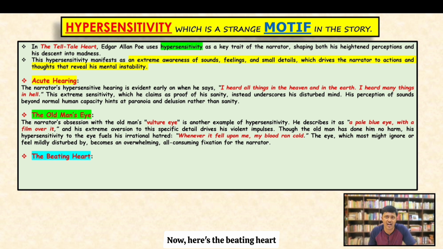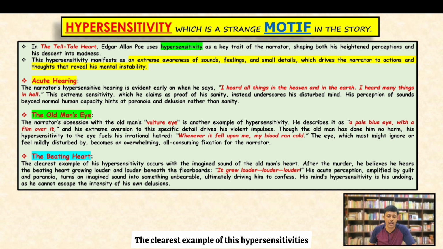Now, here is the beating heart. And what is the beating heart? The clearest example of this hypersensitivity is that he hears the beating of the old man's heart coming from under the floorboard. It grew louder and louder and louder. So his acute perception, amplified by guilt and paranoia, turns an imagined sound into something unbearable to him. So this is the level of hypersensitivity that leads him to confess to the police. It strikes him most, and he cannot bear it. The sound becomes unbearable, the eye becomes unbearable. And when these factors are happening, believe me, you are also going to be hypersensitive in each aspect.